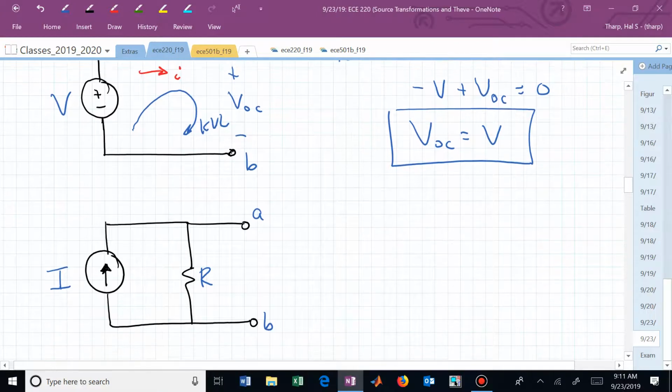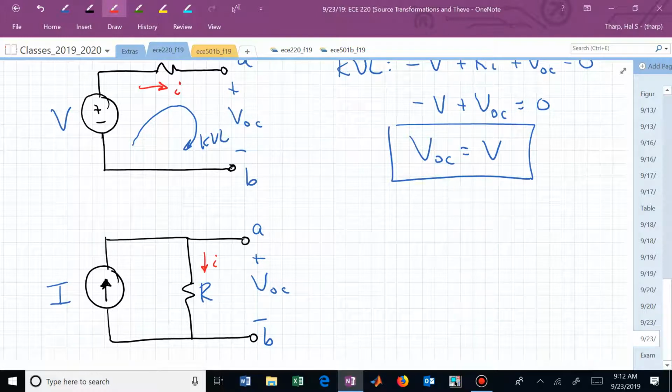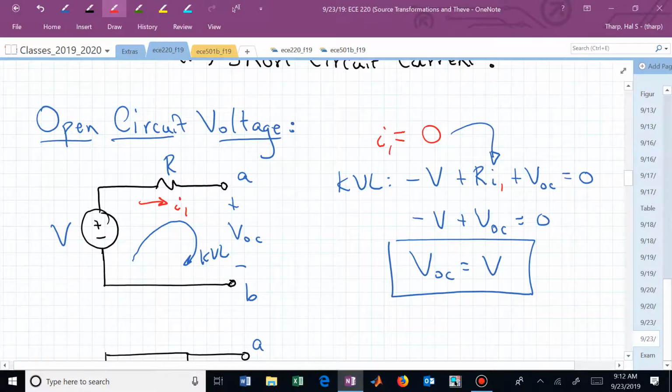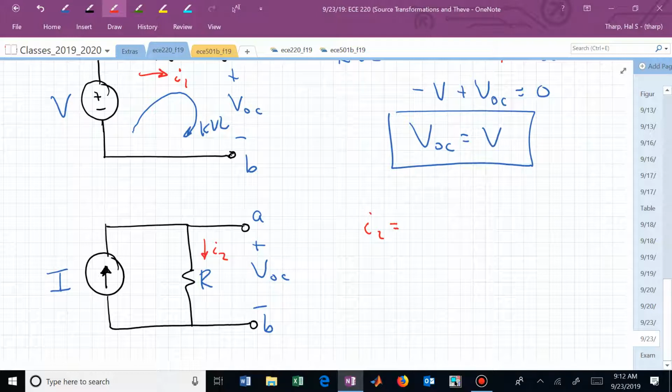What's the open circuit voltage here? We can label it similarly. Now, maybe I should call this something else. Let me call it I sub 2 to distinguish it from I1. So here's I1 and there's I1. What's I2? This you definitely need to know for the exam on Thursday. Even though we're talking chapter 4, this is the beginning of the chapter. This is Ohm's law, isn't it? What's I2?